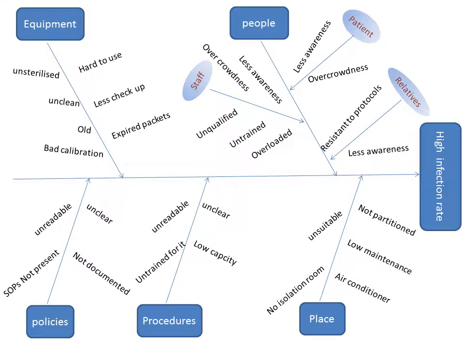Here also, this is another fishbone example. It's a real project, so you can read it also for your experience. Here: high infection rate, people, equipment, policy, procedure, place. For the people, maybe patient, relative, or staff. For the patient, you can ask why: less awareness, overcrowdedness. For the relative, why? Resistant to protocol, less awareness. Always like that. This is also a kind of brainstorming and should be done in a team.